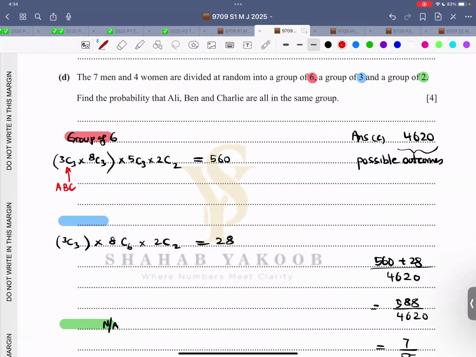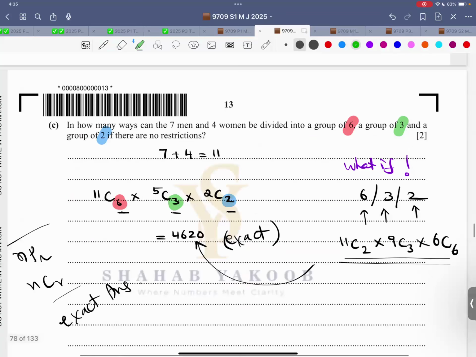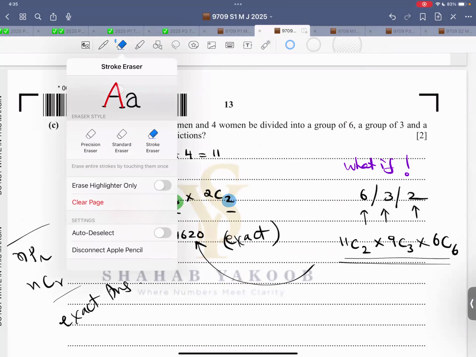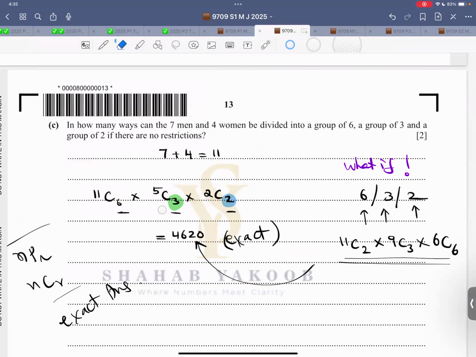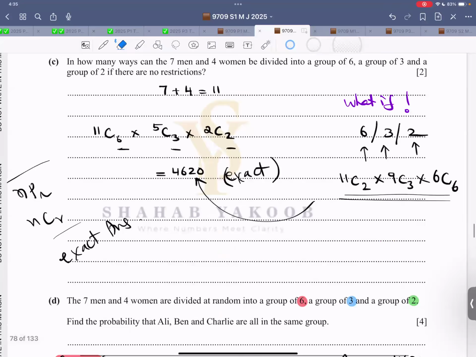3C3 is technically 1. That means out of the remaining 8, since I need a group of 6, I'll plug in 3. So 3C3 into 8C3, how many are left? 5. The remaining 3 could go, let me choose the blue color, so 3 goes in the other group and then 2 goes in the other group. Let me change this color over here so that when you are reading it, there is no confusion as such. So let me get a stroke eraser. Don't confuse this color with that color. I think one of the colors was changed.